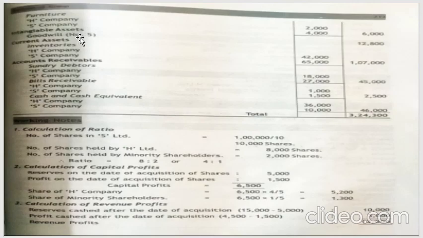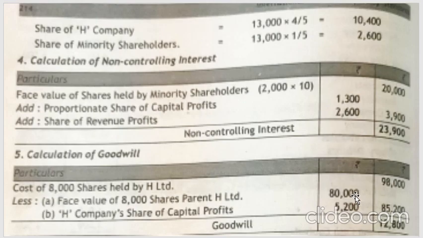Out of that, the capital profit of minority shareholders is given under step 2, which is 1,300. So 1,300 is taken. Then we have profit and revenue profits also. The share of minority shareholders in the revenue profit is 2,600. So 1,300 plus 2,600 will give you 3,900. From 20,000 plus 3,900 will give you 23,900. So this is your total non-controlling interest, which belongs to your minority shareholders.